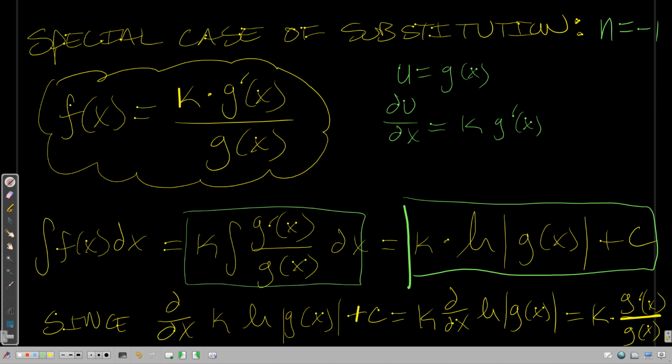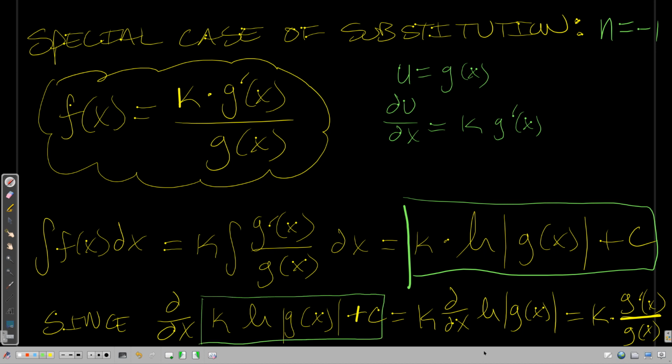Then here it is all substituted. And you get the thing in the box. You can also see that that has to be true, because if I took the derivative of the thing in the box, then it would be a constant times the derivative of the natural log of a function, which is the constant times the relative rate of change of that function.